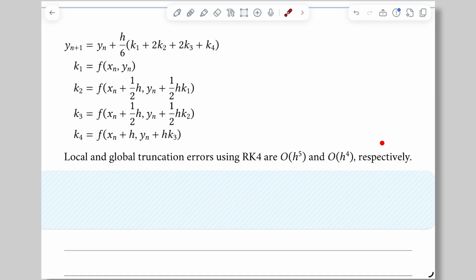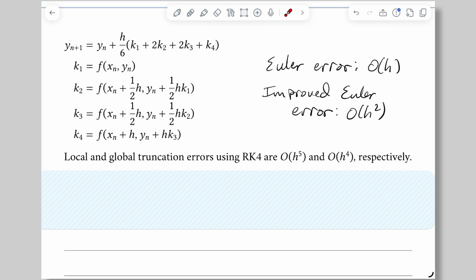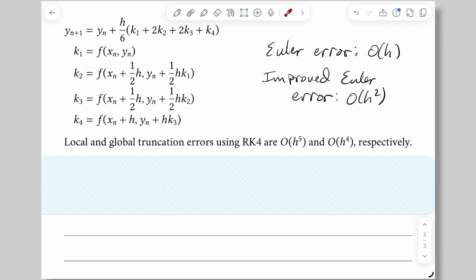Anyway, local and global truncation errors using RK4 are big O h to the 5th and big O h to the 4th, respectively. That means that the global error is on the order of h to the 4th. And remember that using Euler's method, the error is big O h, and improved Euler's method gives us an error of big O h squared. Since h is really small, h to the 4th is much better. I know that was all pretty dry. We are now going to see what using this set of formulas looks like.